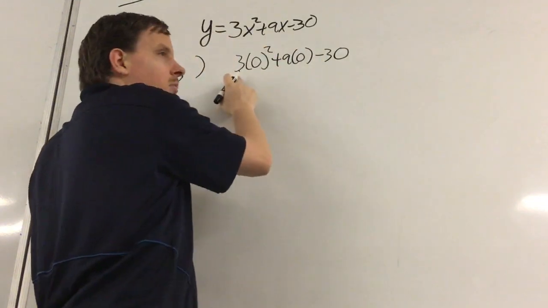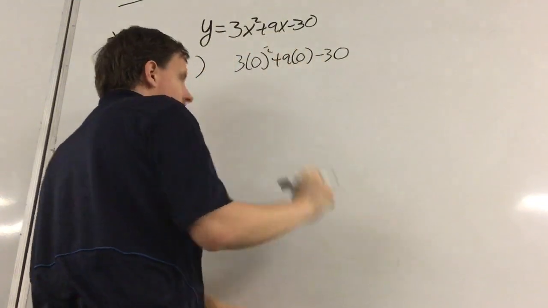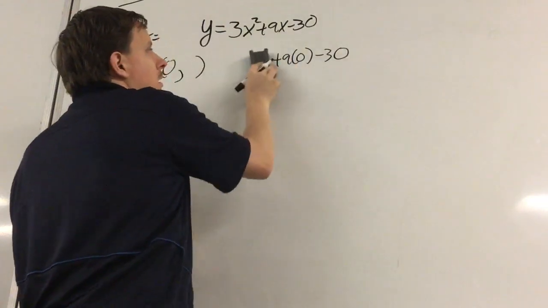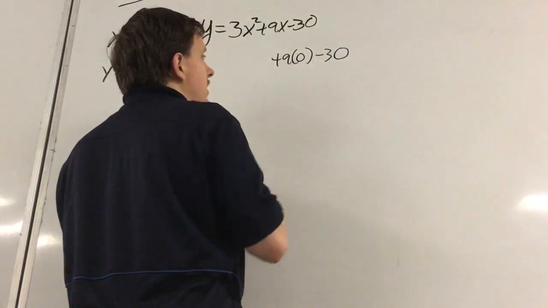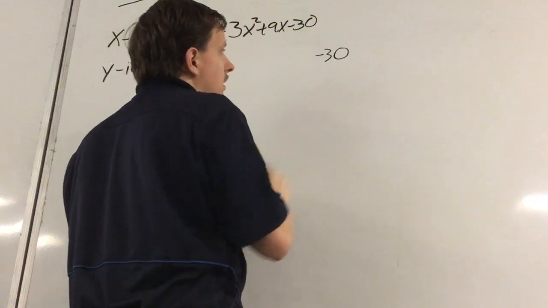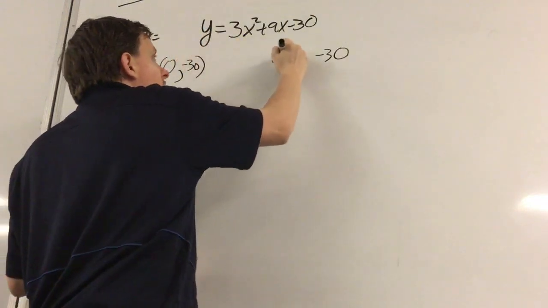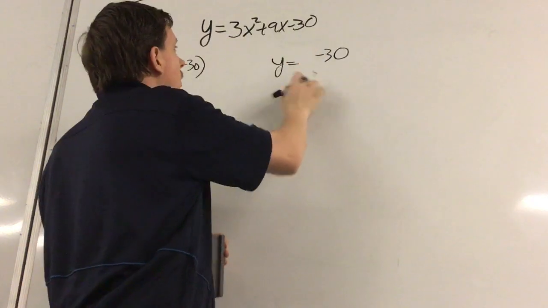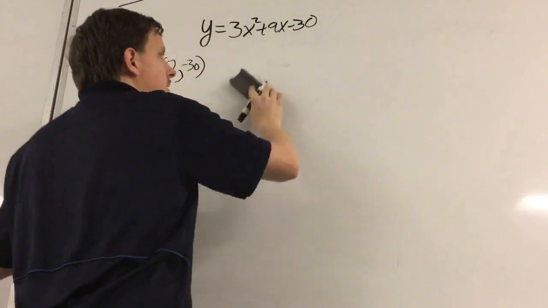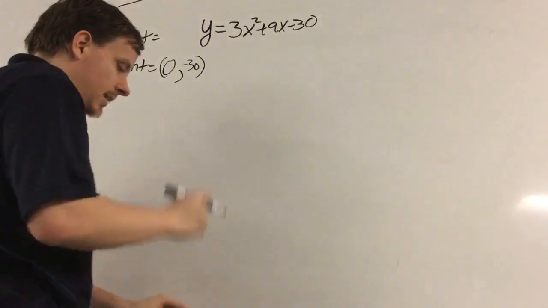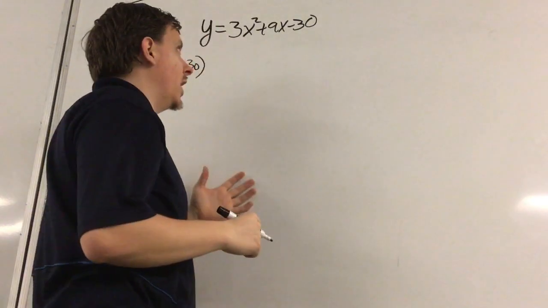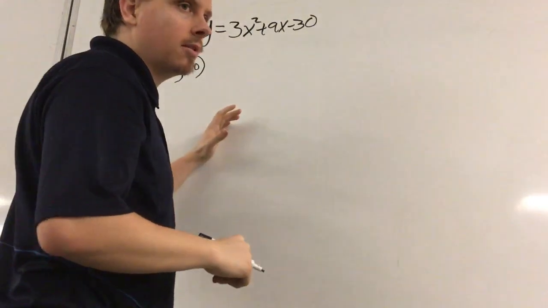zero squared times 3 is 0, so that doesn't matter. 9 times 0 is 0, so that doesn't matter. And I'm left with only minus 30. So y must equal negative 30 when x is 0. That is our y-intercept.